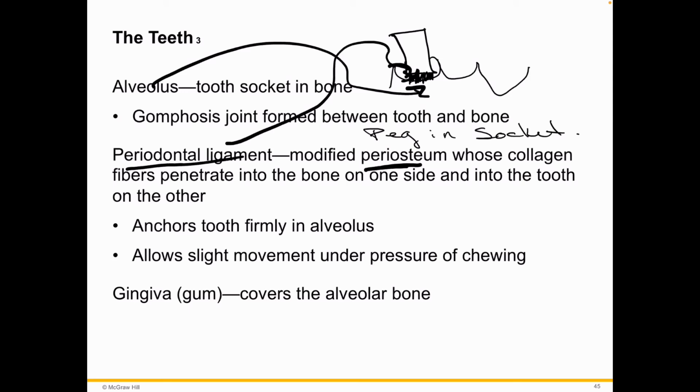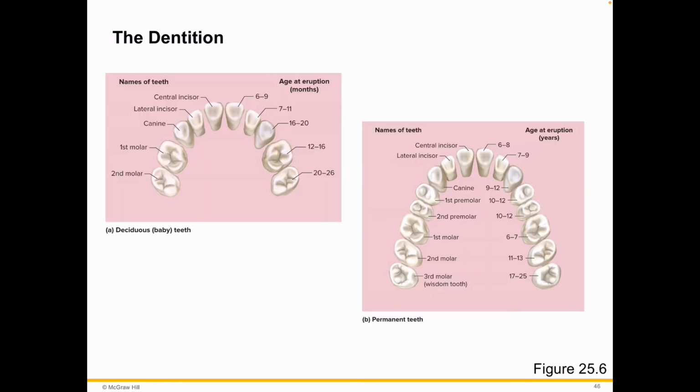And let's see, the gums. So the gums are the gingiva, and so gingivitis is inflammation of the gums. And that's going to cover the alveolar spaces.